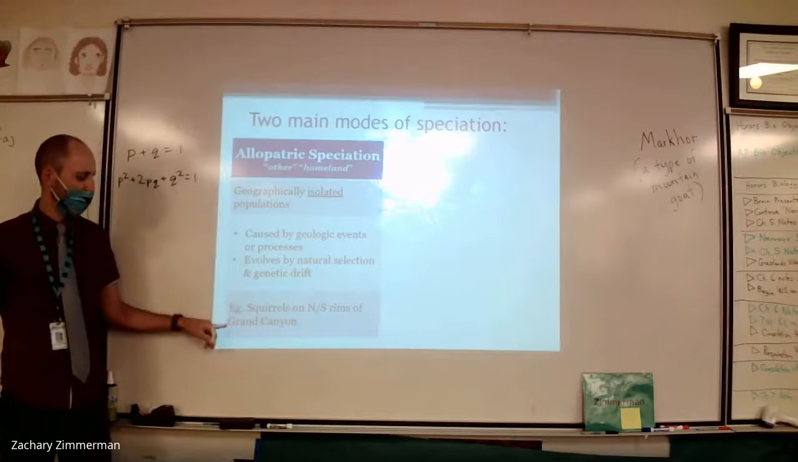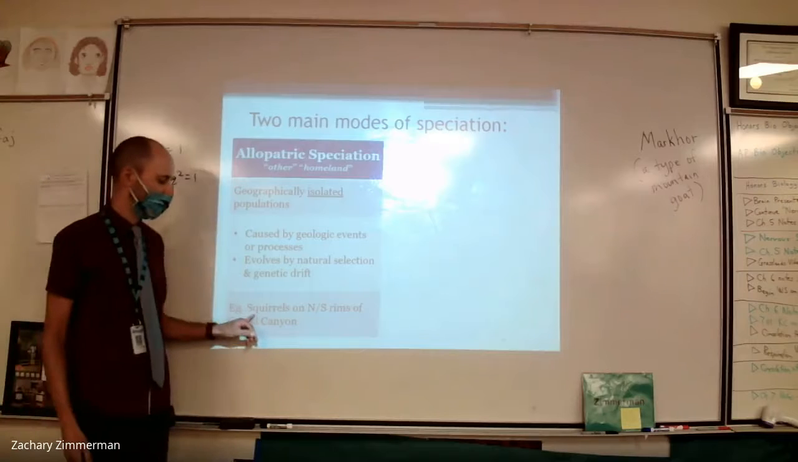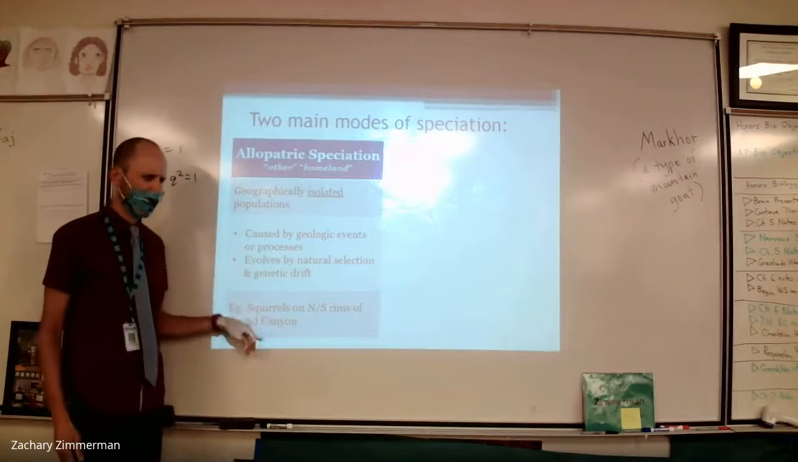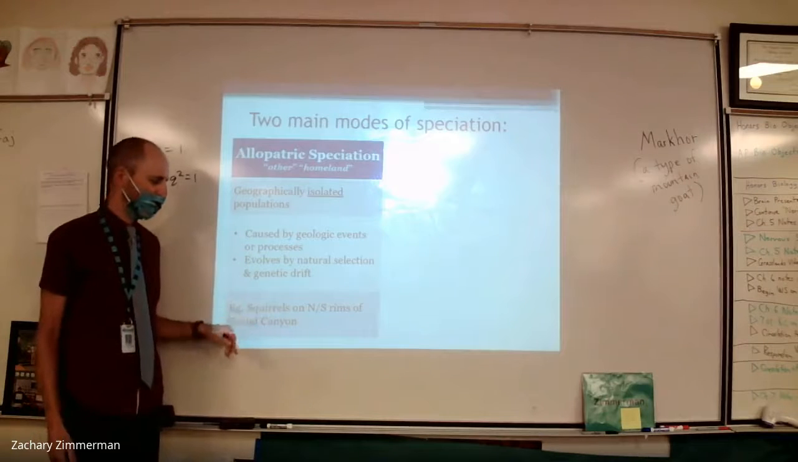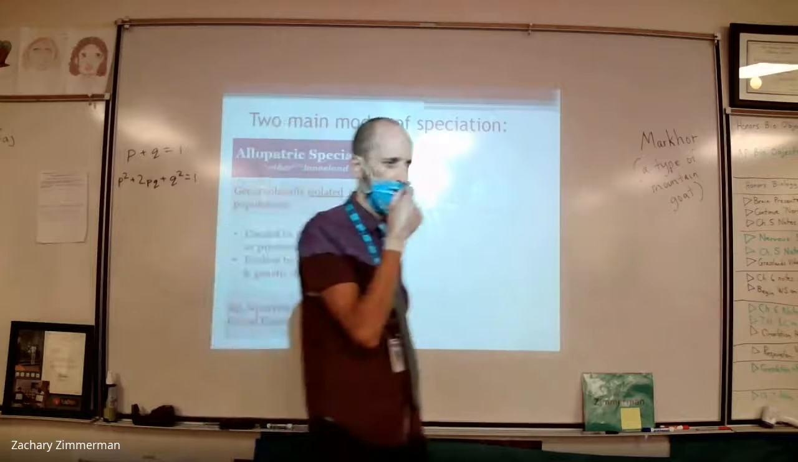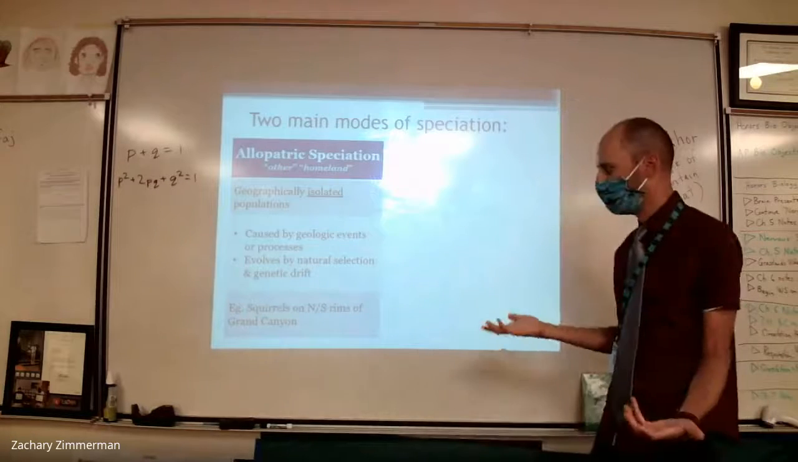So like on the Grand Canyon, on the north rim, there are squirrels that have a stripe, I think it is, and then on the south side, they don't have a stripe. I might have gotten it backwards. But those squirrels don't come together. They don't reproduce together because they're geographically isolated from each other.